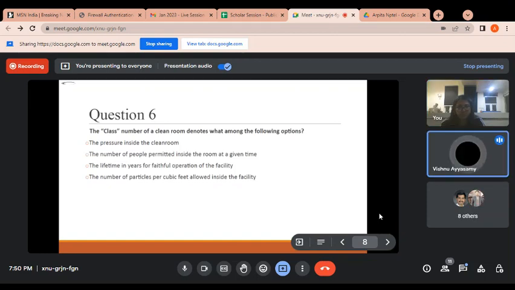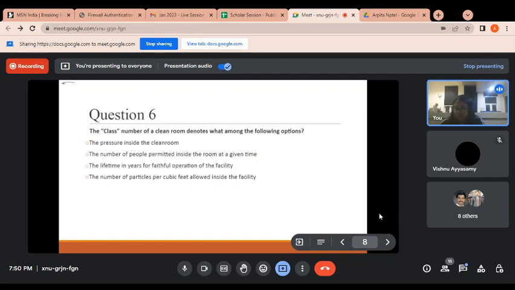Ma'am, if class number increases, that denotes less purity, ma'am. So option D. Okay. The number of particles per cubic feet allowed inside the facility.